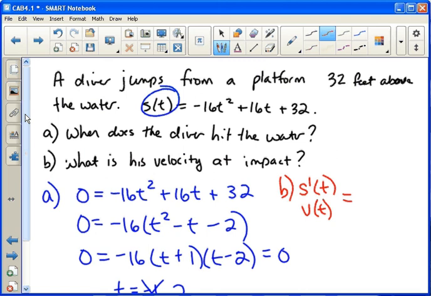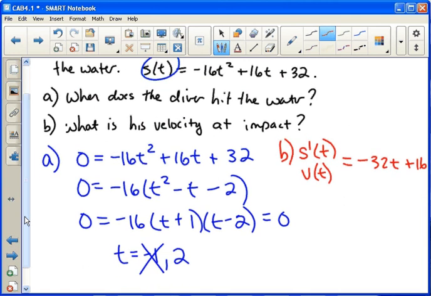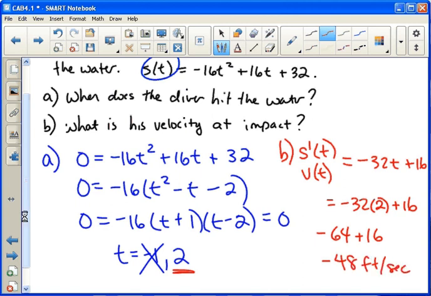And we want to know what it is at impact. Well, we need to plug in a time. Hey, luckily A just asked us to find that. In A, we found out that the time of impact was at 2 seconds. So we plug in 2 seconds. We get negative 64 plus 16. So we again get negative 48 feet per second. So it took him 2 seconds to hit the water, and at the moment he hit the water, he had a speed of negative 48 feet per second.